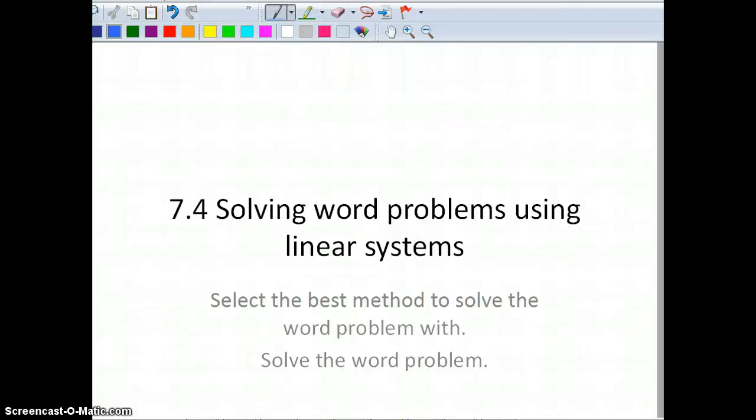Okay, this is section 7.4, solving word problems using linear systems. So when we finish, I want you to be able to select the best method to solve the word problem with, whether it's substitution or elimination, and then I want you to solve the word problem.